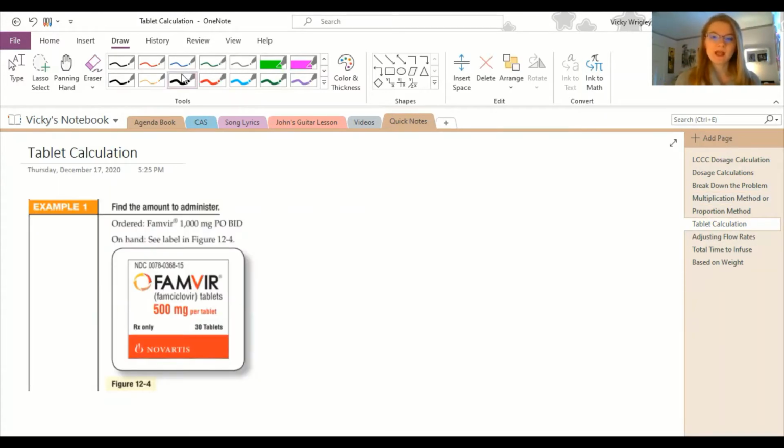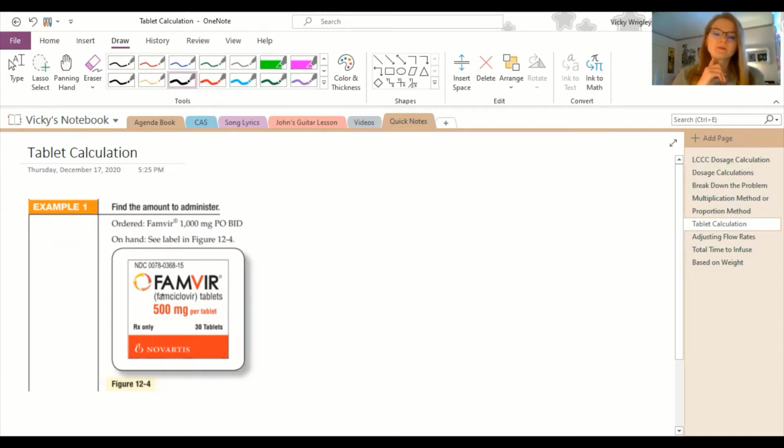Here we have a tablet calculation problem. The example asks us to find the amount to administer. We have Famvir, 1,000 milligrams. That's our order. The doctor said the patient needs to take that. And on hand, we have this label here. It's Famvir tablets, and it says 500 milligrams per tablet.